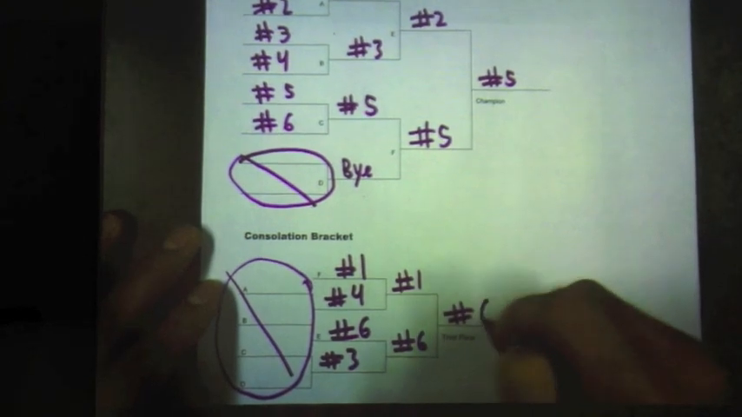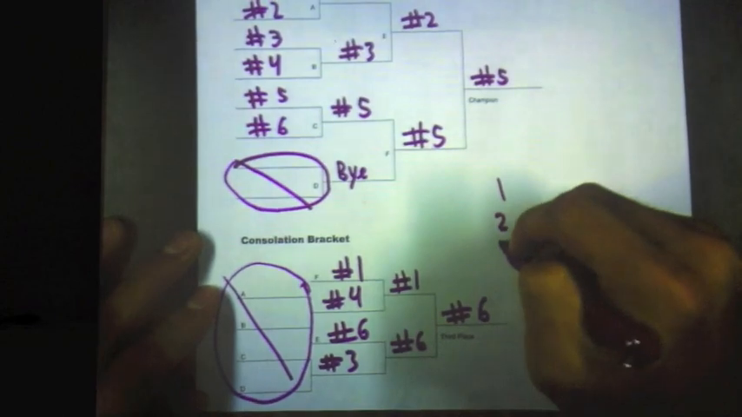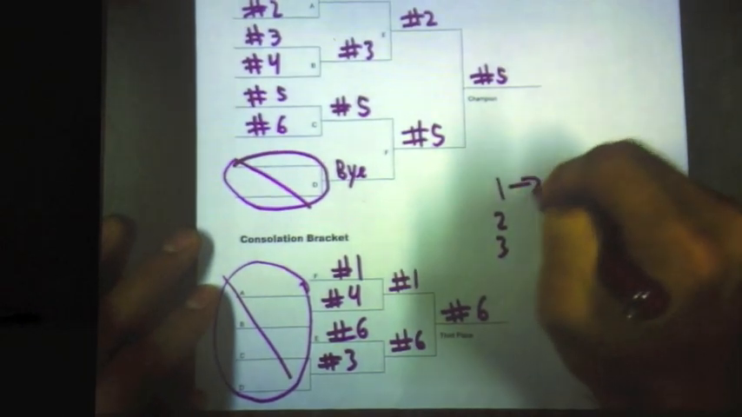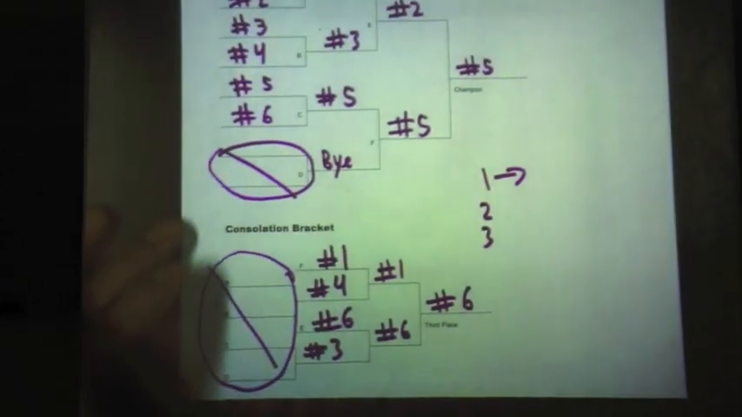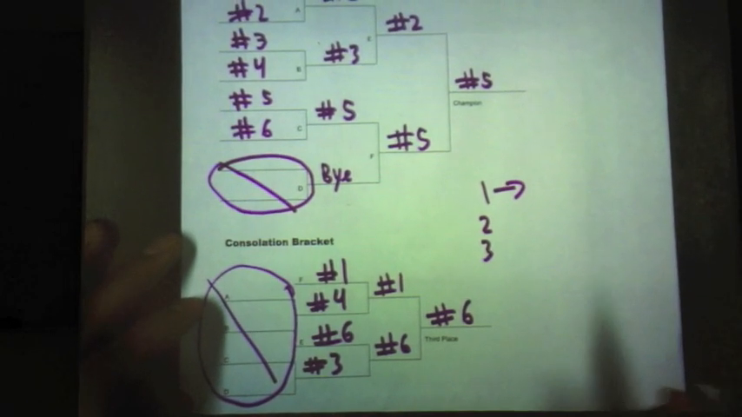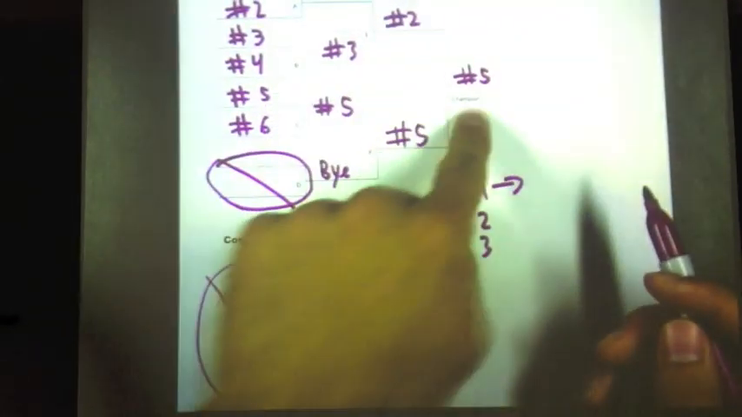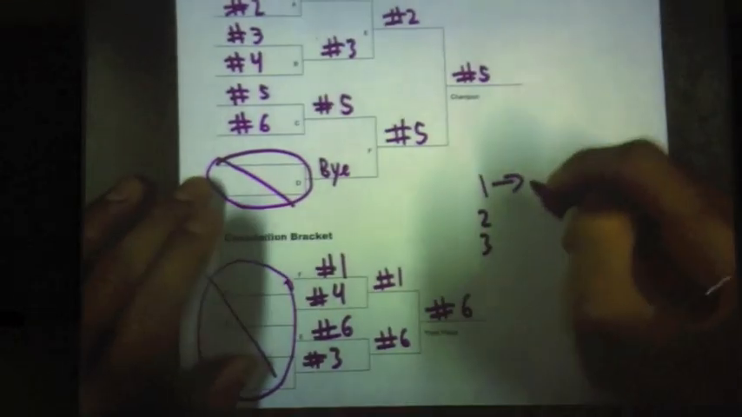Number 6 wins. So now for first, second, and third place. First place, pretty easy. The person who hasn't lost any matches is going to be first place, which is going to be number 5. It's very clear. Won this match, you got a bye. Won that match, ends up as the winner, of course.